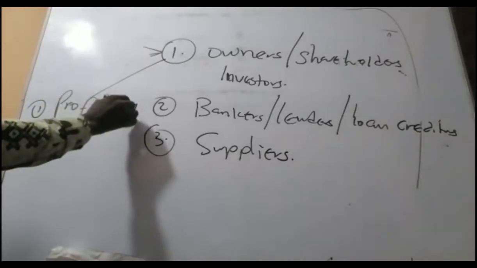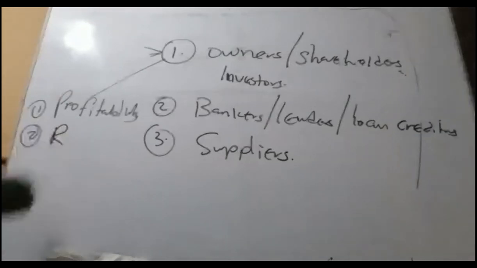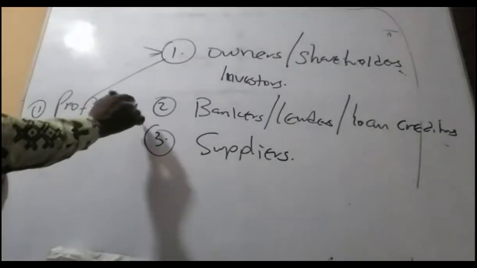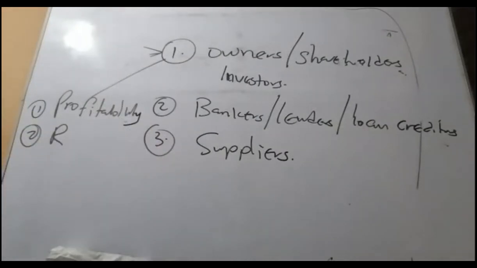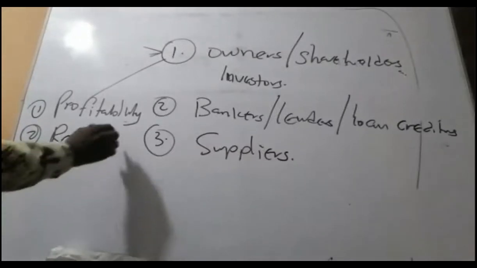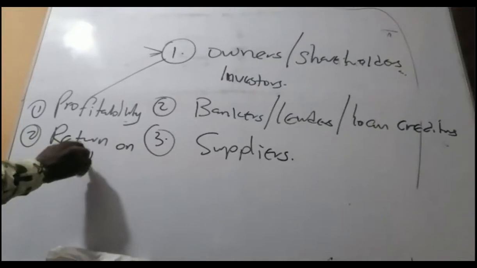Number two, they will check the return. Why the return? Because if the company makes billions of profit, it's not for the owners until dividend is declared, you won't benefit. That's why we said that most investors would like their wealth to be increasing. So second, the return on investment. How much are they getting?